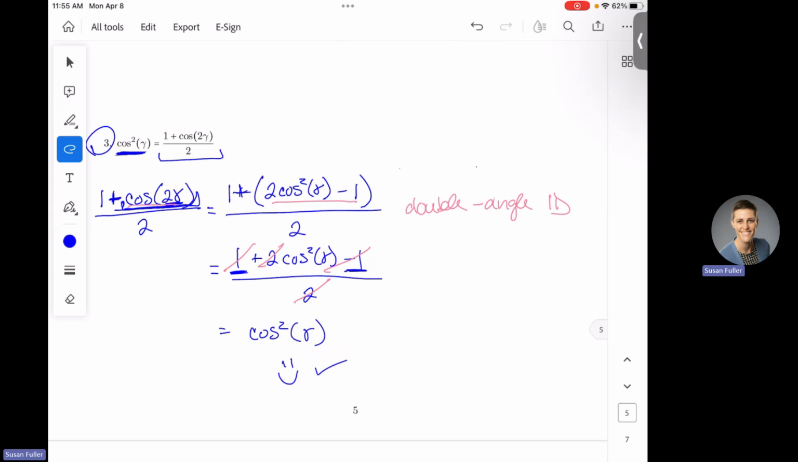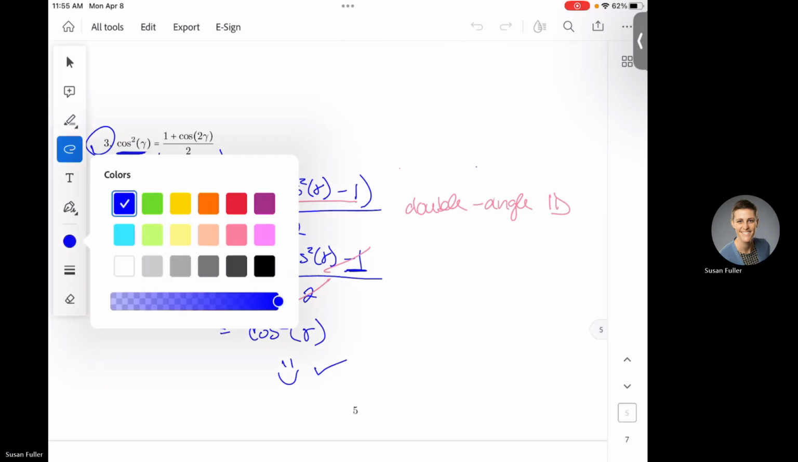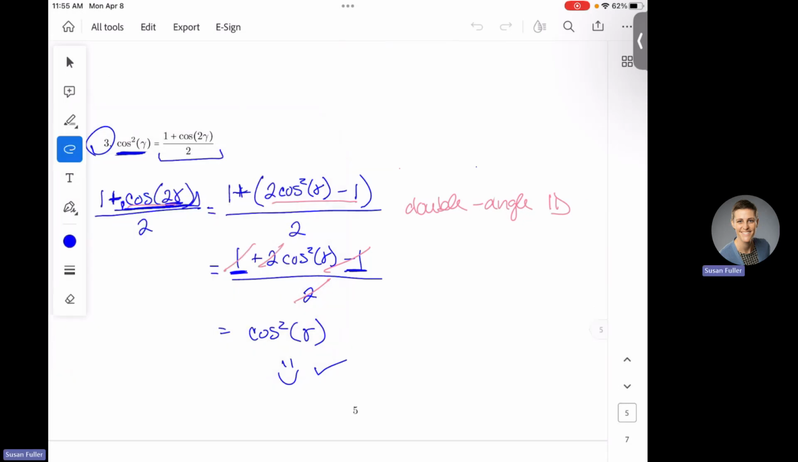And so this is all just algebra. I'll just say canceling, and it's combining like terms. So canceling. Okay. Awesome. So that worked out.